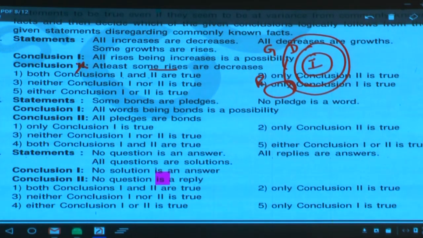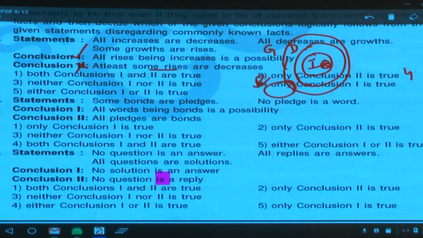Then coming to the first one, it is a possibility. Is all rises are increases possible or not? This entire rise can be written like this, isn't it? Hence the first one is possible. Hence only conclusion one follows, that is choice four, the answer. Question number 67, it is choice four.